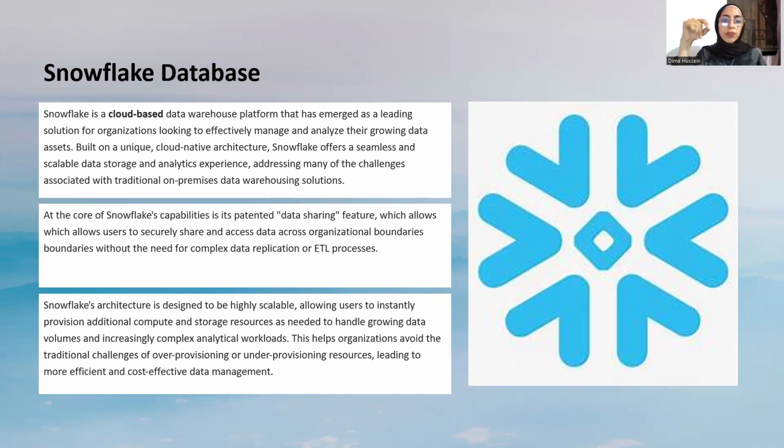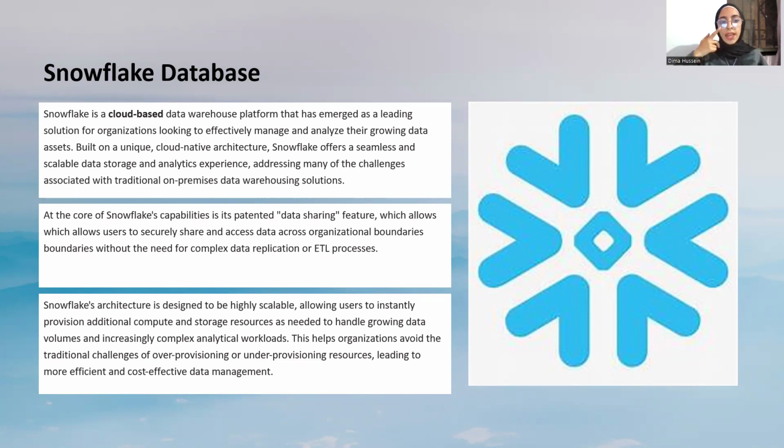At the core of Snowflake's capabilities is its patented data sharing feature, which allows users to securely share and access data across organizational boundaries without the need for complex data replication or ETL processes. As we've mentioned, it's totally on the cloud, so it provides very secure data sharing from the user.